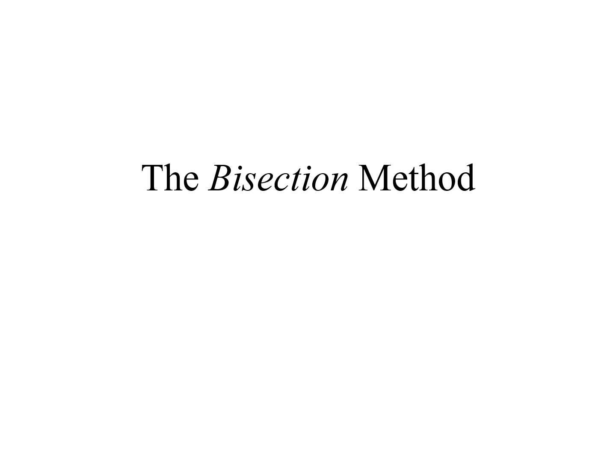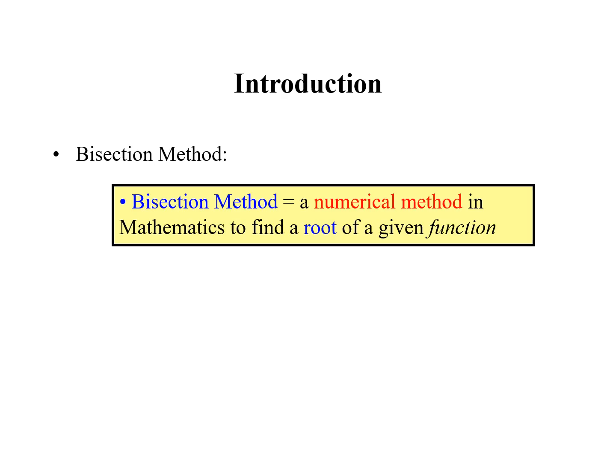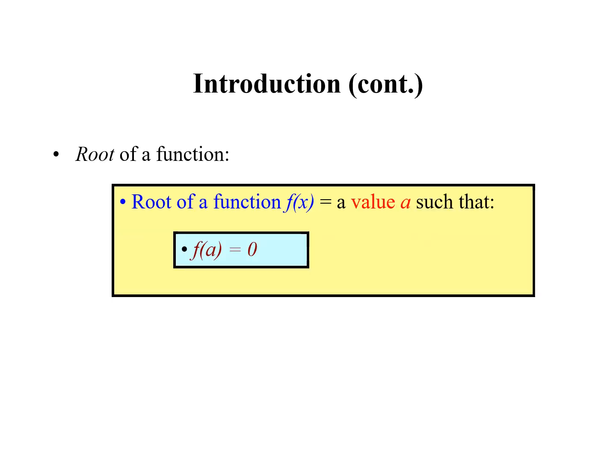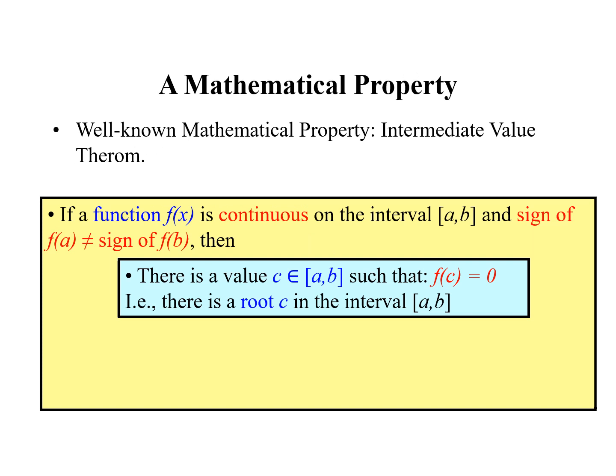Hi everyone, in this PowerPoint tutorial we are going to discuss the bisection method. The bisection method is a numerical method in mathematics to find a root of a given function. Let us consider the function f(x), and at x equal to a the value of f(x) becomes 0. So a is called the root of the function f(x).